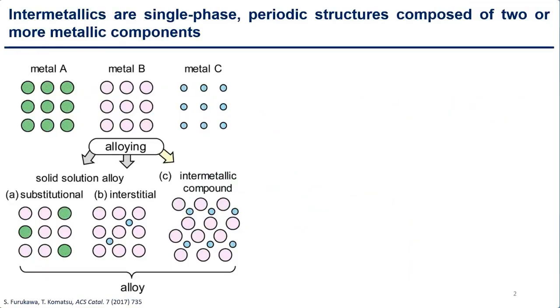Now, intermetallics are essentially an alloy, but they're a special type of alloy because they're single phase and they're periodic. They demonstrate long range order. And ultimately, that implies that the local composition is equal to the bulk composition in an intermetallic.